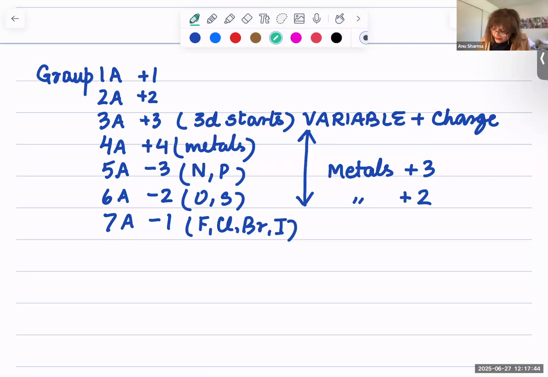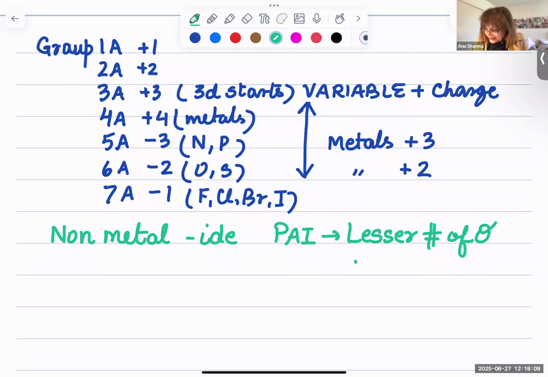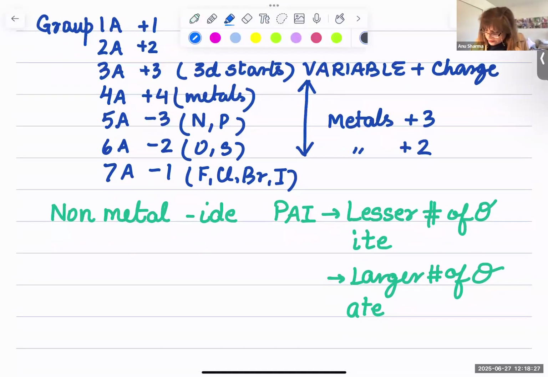Now, based on this, we know that if we are combining with just non-metals, the name ends in -ide. But if you're looking at polyatomic ions with a lesser number of oxygens attached, then the name ends in -ite. With a higher or larger number of oxygen, the ending is -ate. So remember that. -ate is for sulfate, phosphate, chlorate, nitrate, those names. Those have a higher number of oxygens. And the lower number like sulfite, phosphite, chlorite, those things.